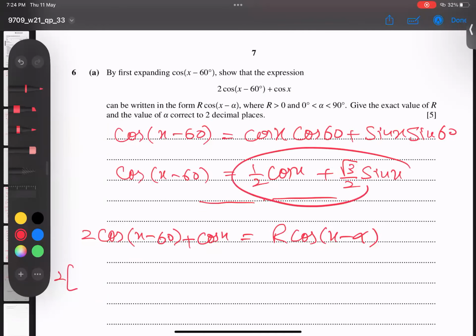So this whole thing is coming in the bracket: half cos x, and root 3 by 2 sine x, and plus cos x. Okay, left side done. This 2 multiplies, cancels, and I get cos x, root 3 sine x, and plus cos x. Again, cos plus cos, I can say 2 cos x. So the left hand side is in its simplest form.